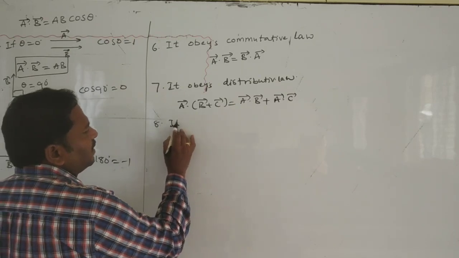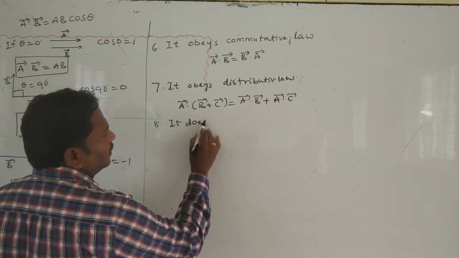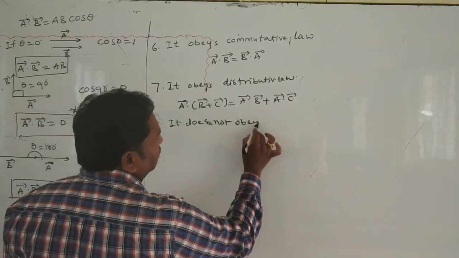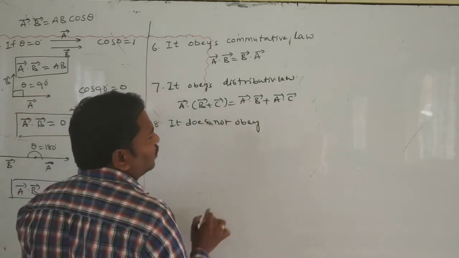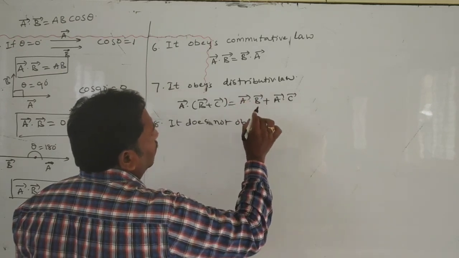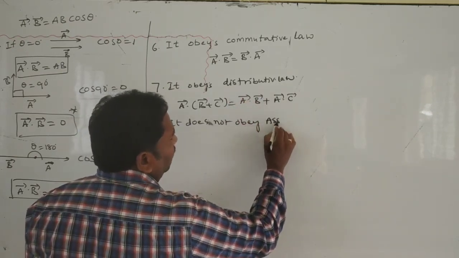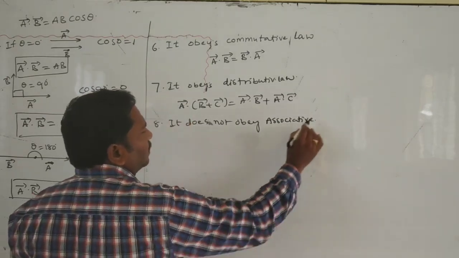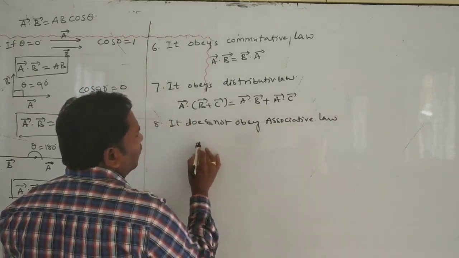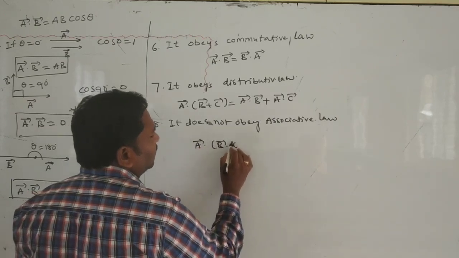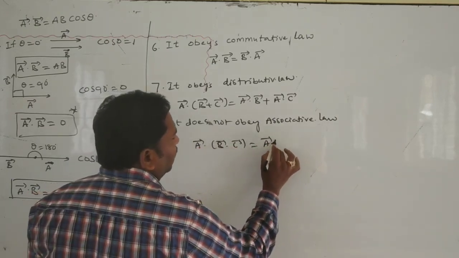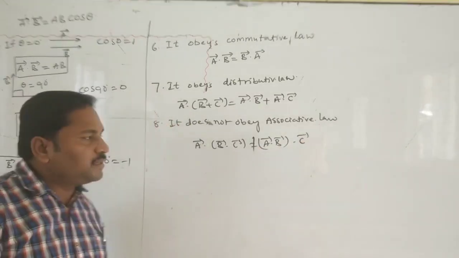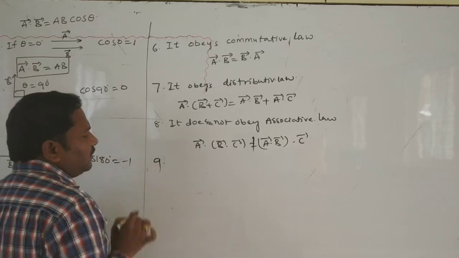Eighth one, it does not obey the associative law. So what is the associative law? a bar dot of b bar dot c bar equals a bar dot b bar dot c bar. It does not obey. Next, ninth one.